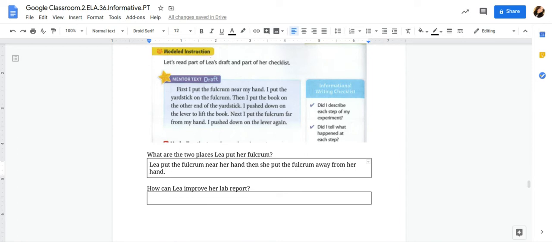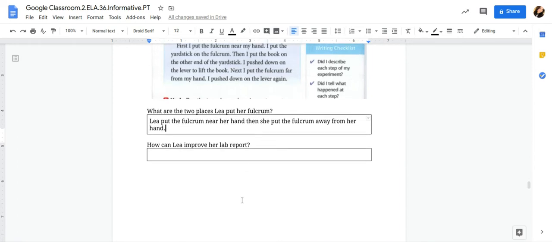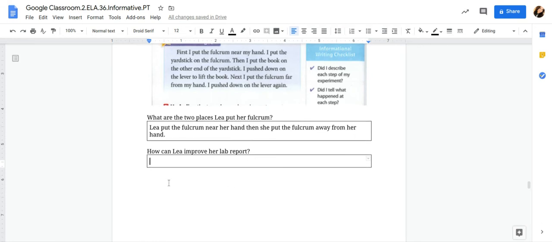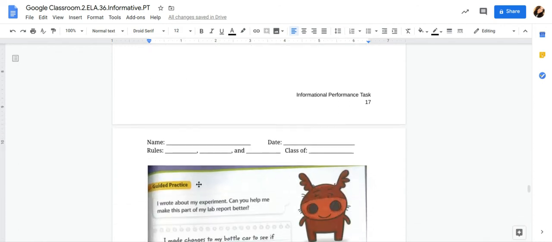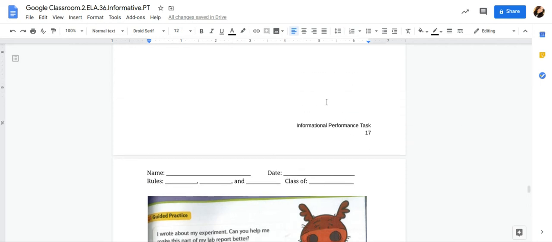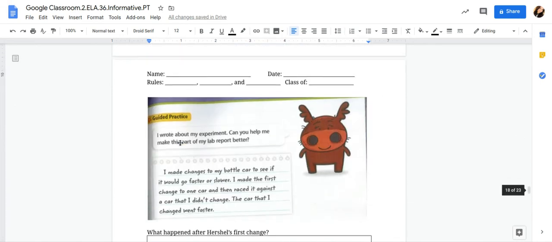So tell me, what do you think she could do to improve her lab report? I want you to answer this question by yourself. And that's an opinion question. How can she improve her lab report? She could have used a different block. She could have changed the block. She could have changed something else. She could have changed the lever. This is your opinion. Go ahead and tell me. Next, after you're done answering this question, let's move on.